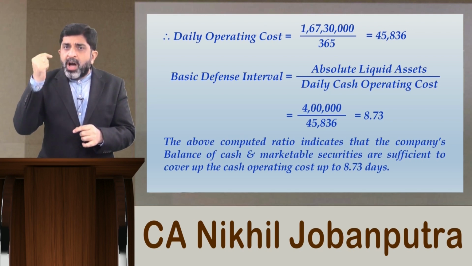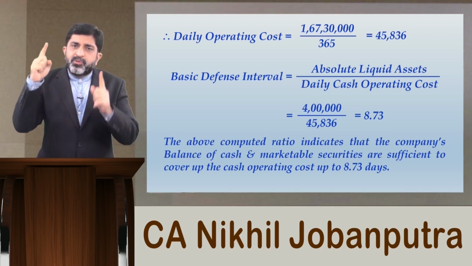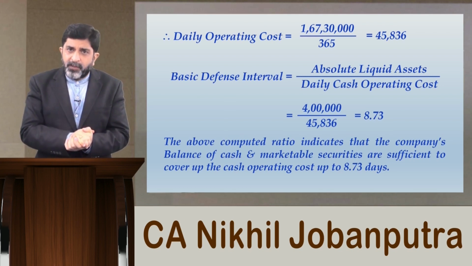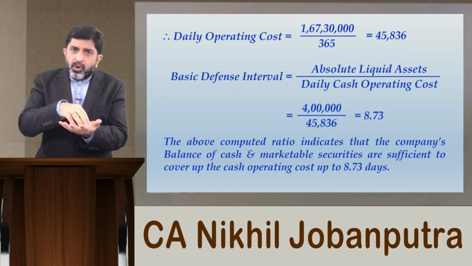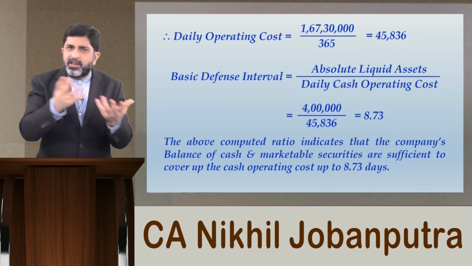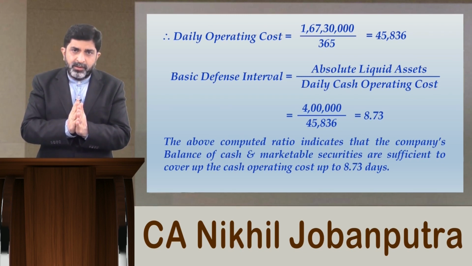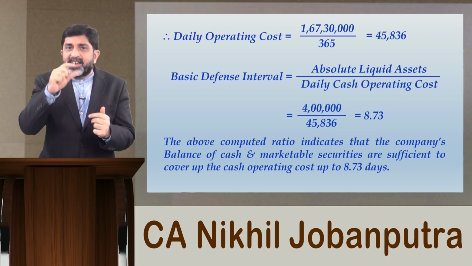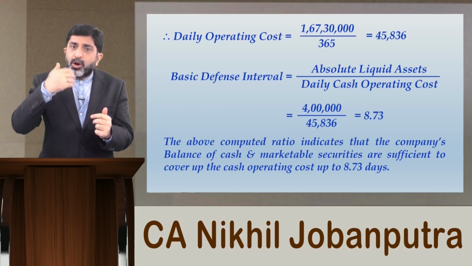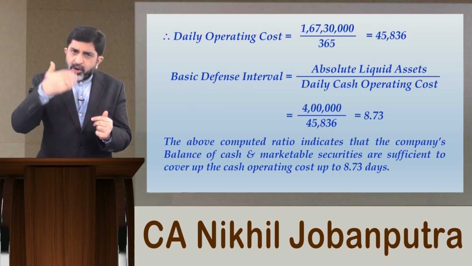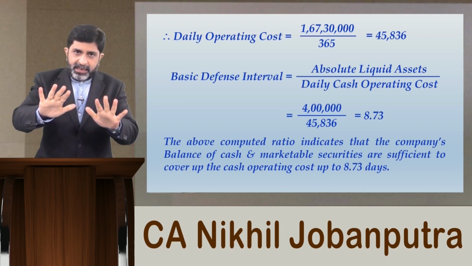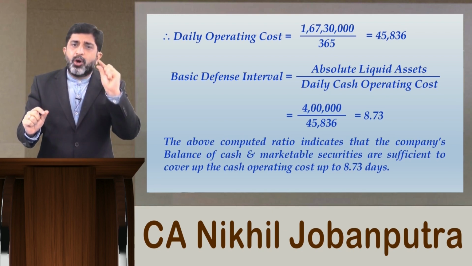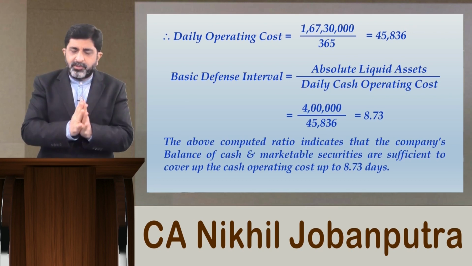If I want to know how much I am spending daily, that total amount will be divided by 365 days. That will show my daily spending, which is 45,000 and something in our example. Daily cash spending, correct? Now that daily spending is what we have to incur on a day to day basis. We have to spend that money. Fine. We have arrived at that one calculation, that daily cash operating cost is 45,000 something.